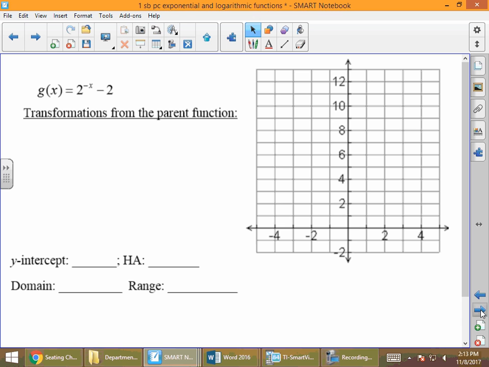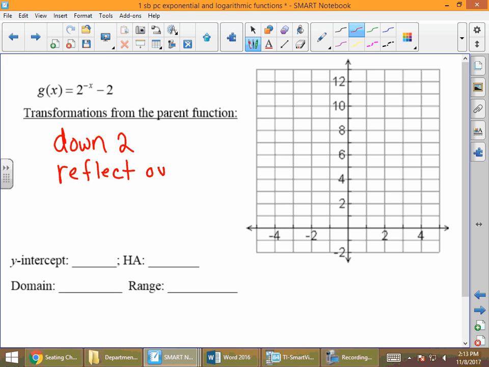So now let's put a little spin on it. We've got 2 to the negative x minus 2. We've got a couple transformations. What's the easy transformation in this one? You probably know that it's down 2. But do you remember that a negative as the exponent, it reflects? Is it reflected over the x or the y? It reflects it over the y.